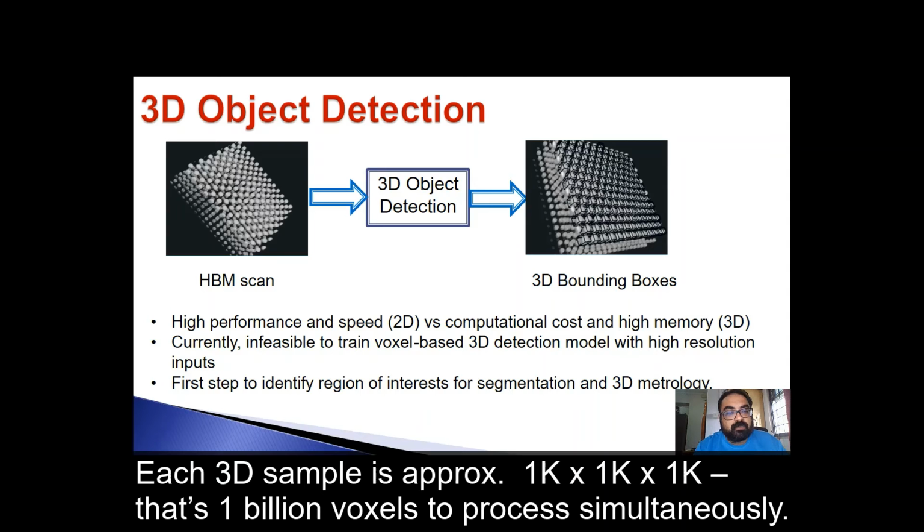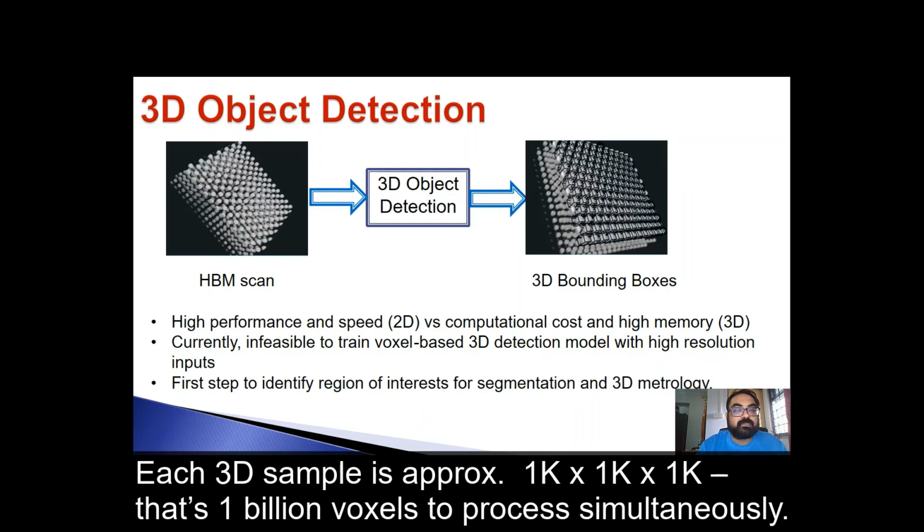Currently, this is not computationally possible. Each of these scans is 1000 by 1000 by 1000. This results in 1 billion voxels. So imagine having to do this object detection for each of 1 billion voxels. It's just currently not very feasible. One way to do that would be to divide the data into smaller regions, or you can downsample the data, but that leads to loss in accuracy sometimes.